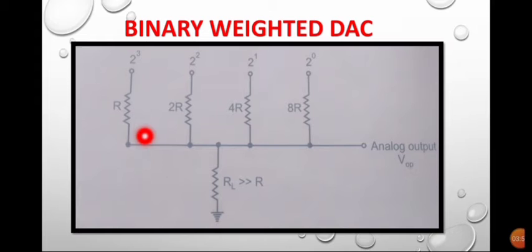Here we are using different values of resistors, in the form of 2 raised to n. So if the first value is 1K, then the last value is 8K. We have to use these different values of resistors. That is the drawback of this binary weighted DAC. The next drawback: if this is 1K and this is 8K, then this branch has to face a larger current flowing through it as compared to the other one. That is the second drawback of the binary weighted DAC.